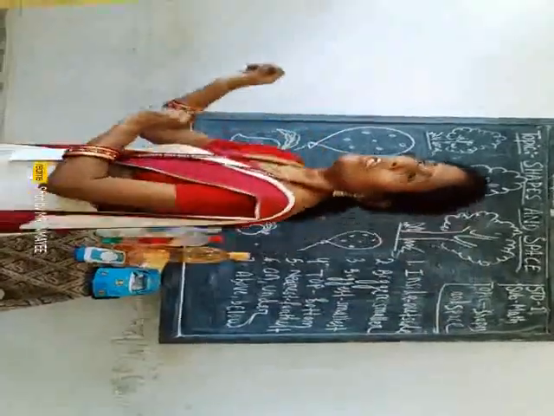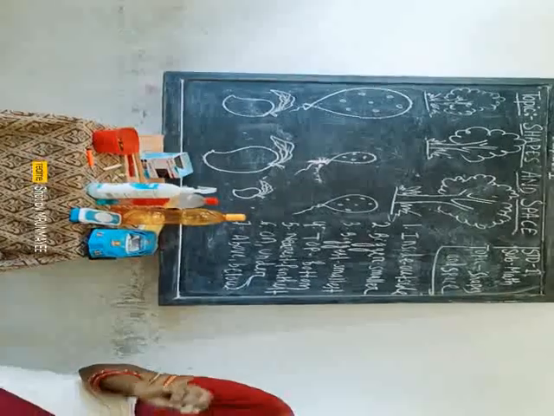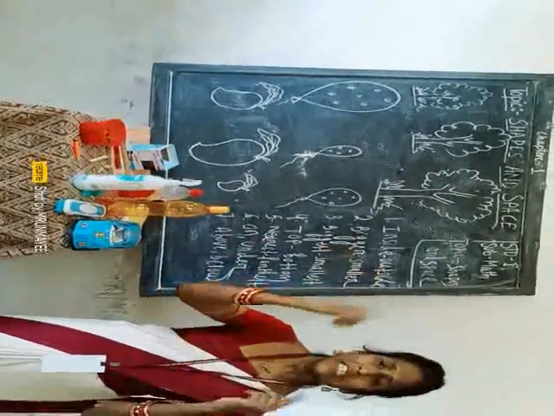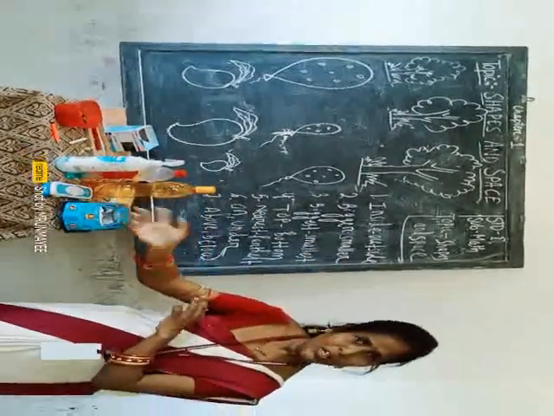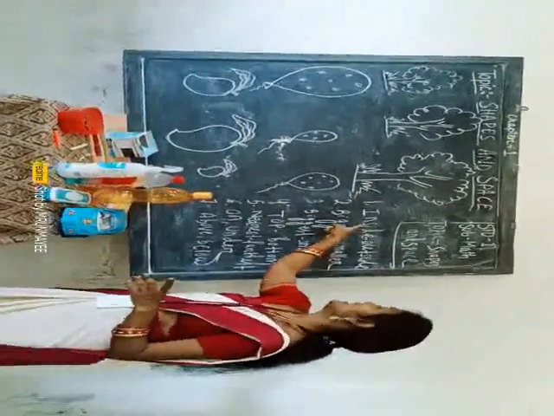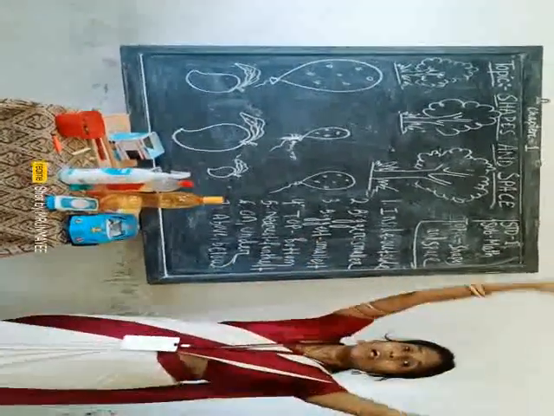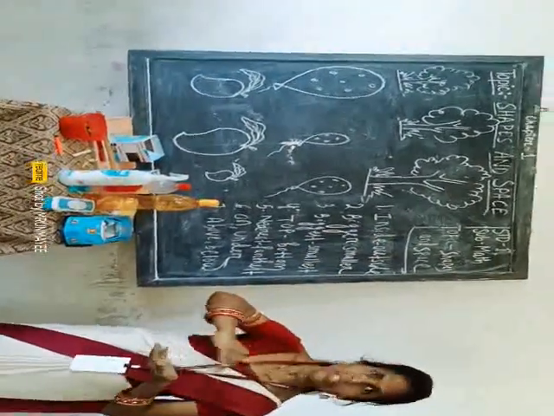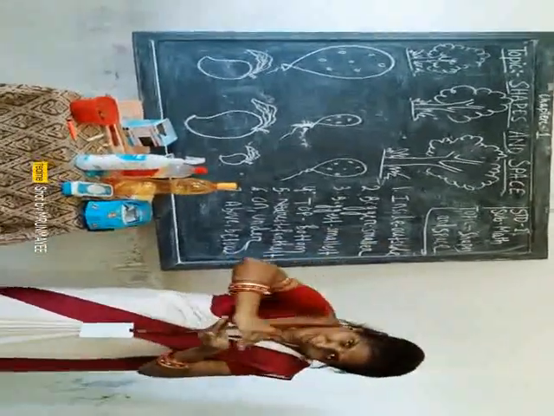Now I will give you homework. You will write how many objects are inside the house and how many objects you are looking at outside of the house. Right? So this inside and outside is complete. Now we will go to bigger and smaller. Bigger means big in size, smaller means small in size.